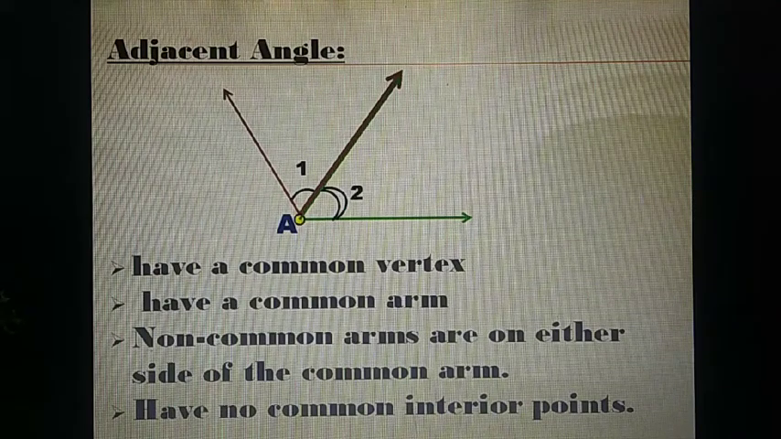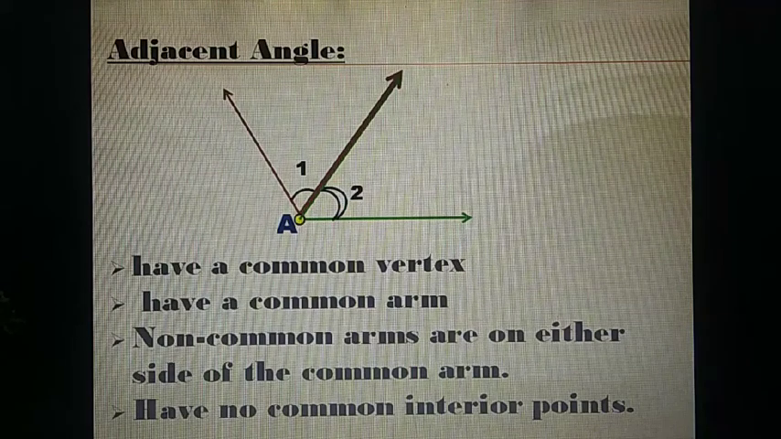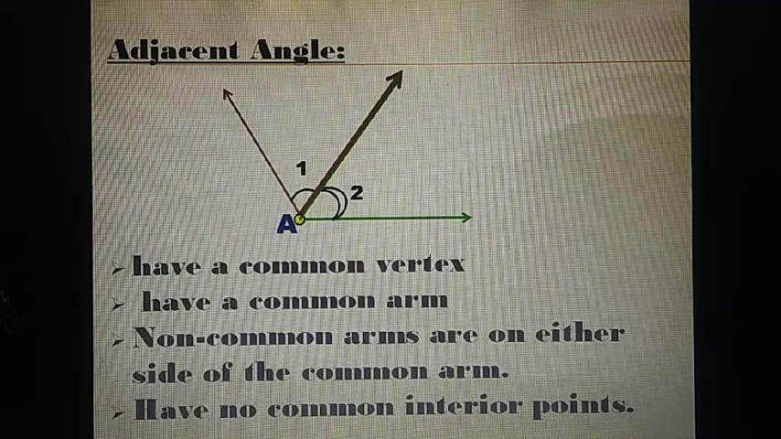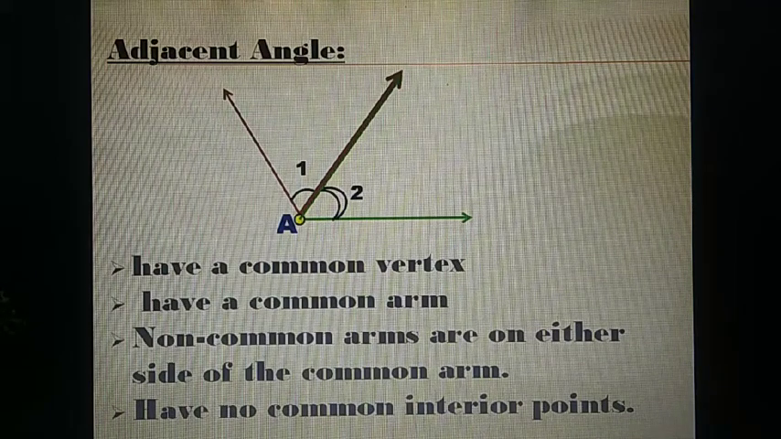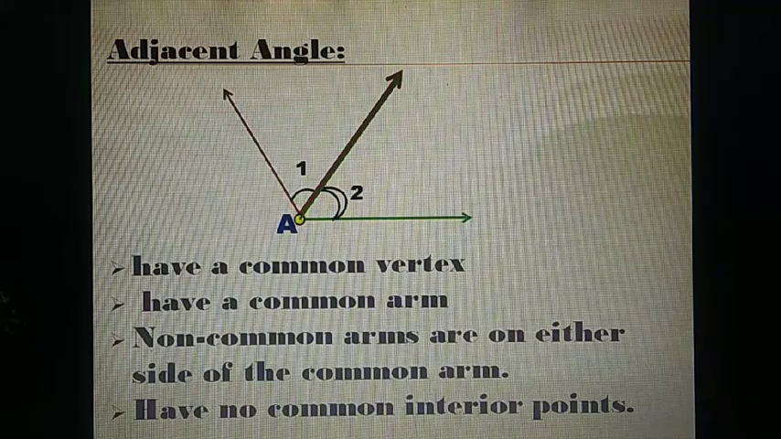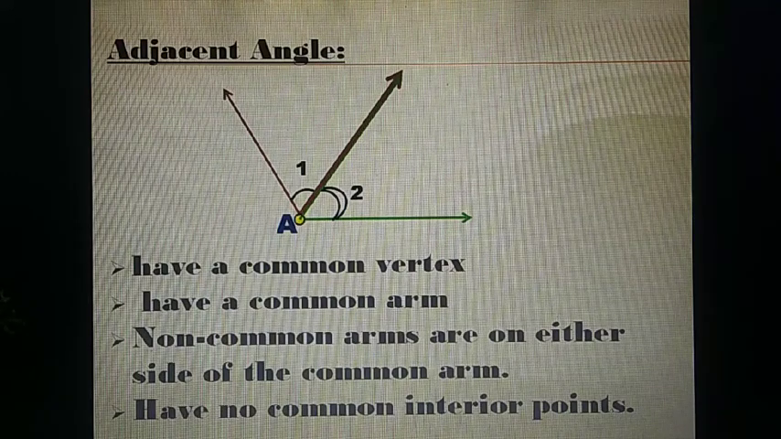So, to come to a conclusion that the angles are adjacent, they should have a common vertex, a common arm, and the non-common arms should be on either side of the common arm.